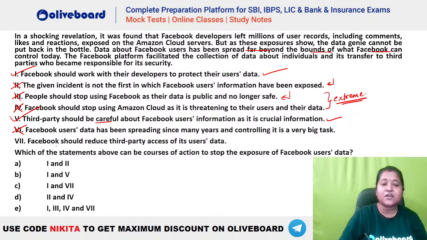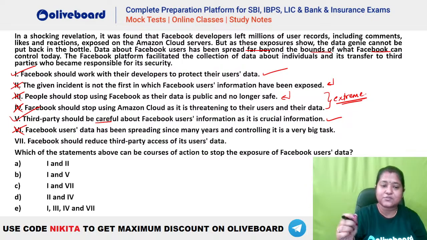What about the seventh one? Facebook should reduce third party access of its users data. Again, you can see that this is also something which is negative, extreme in nature, right? What is this saying? Facebook should reduce third party access of its users data. So you can see this is a little negative, a little extreme, that it should reduce, but it is not completely saying that it should be completely eliminated, right? Seventh says, Facebook should reduce. Now reduce is not an extreme step guys, okay? Reduce is not an extreme step here.